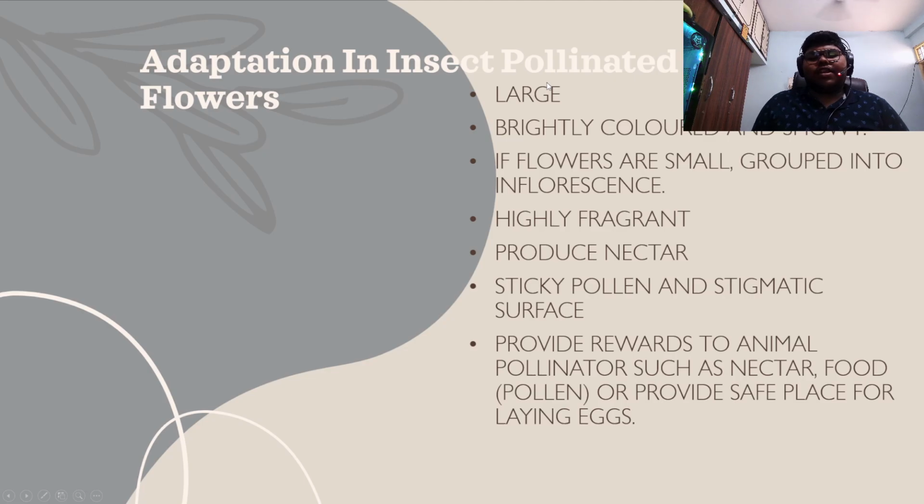Adaptations in insect-pollinated flowers. Flowers are large, brightly colored and showy. If flowers are small, they are grouped into inflorescences. They are highly fragrant, produce nectar, and have sticky pollen and stigmatic surfaces. They provide rewards to animal pollinators such as nectar, food, pollen, or a safe place for laying eggs.